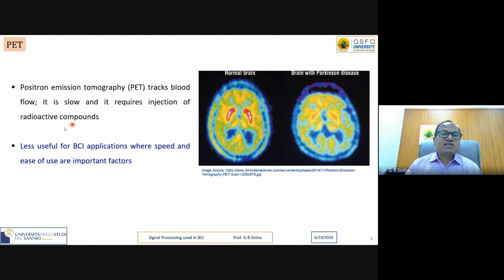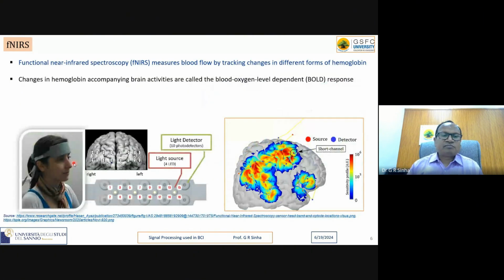It requires injection of radioactive compounds. Do you remember the name of the radioactive compound? In the previous slide, it was mentioned, marker. Marker is something that you inject, and with the help of the marker you record the PET. Less useful for BCI application, because in BCI application speed is an important factor, and speed is low in PET, and therefore it is not very popularly used. Speed and ease of use are very important factors when we want to use any brain signal for BCI. So PET is not very popular, isn't it?